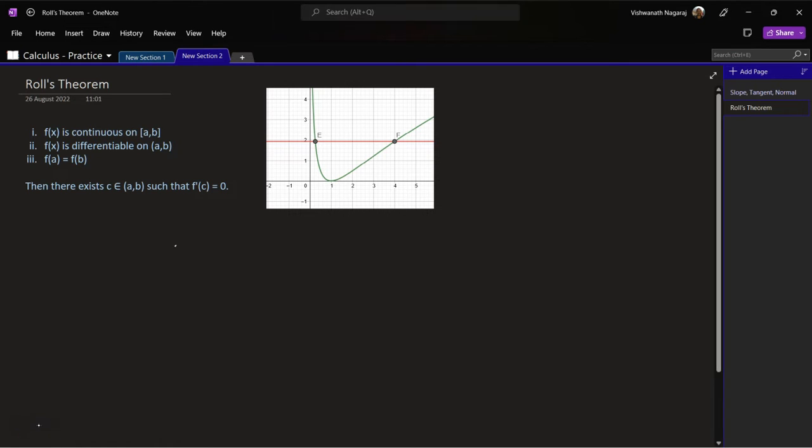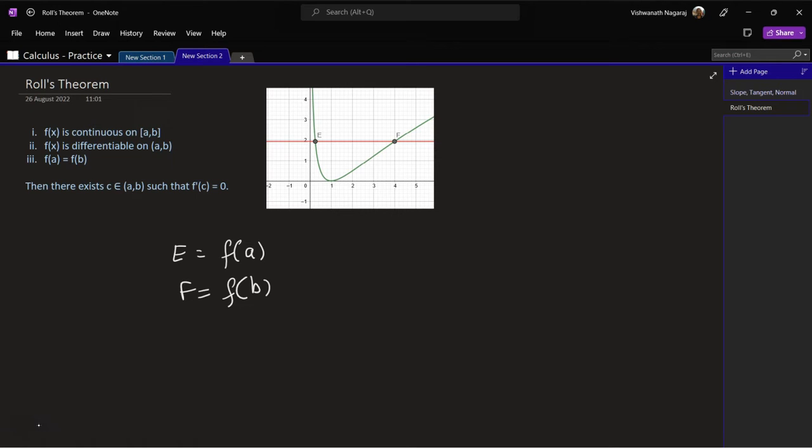So here, if you notice, let's say e is equal to f of a, and f is equal to f of b. So here you notice that e and f are at the same value of y. So f of a is equal to f of b.